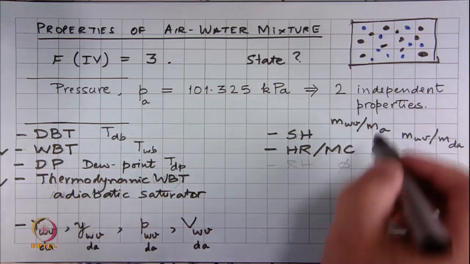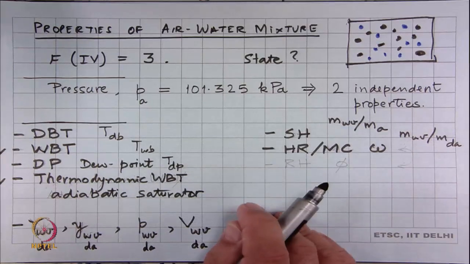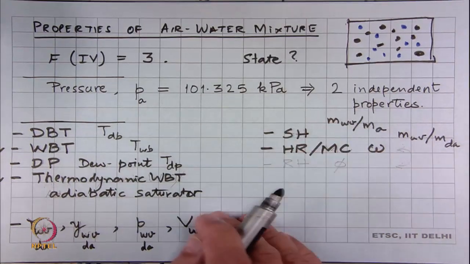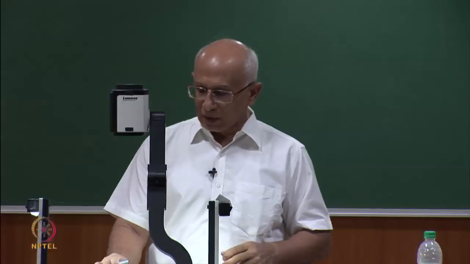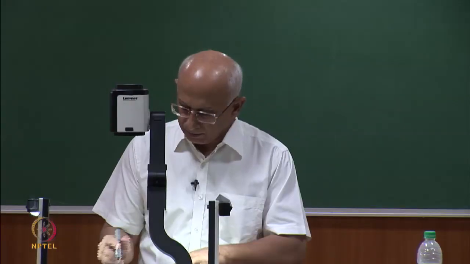But since the difference between these two in the denominator is very small, because the mass of water vapor in the mixture is very small, the values will be very close. But to keep matters clear, we say that the two are not exactly identical. We cannot substitute omega and call it specific humidity. We will not do that.